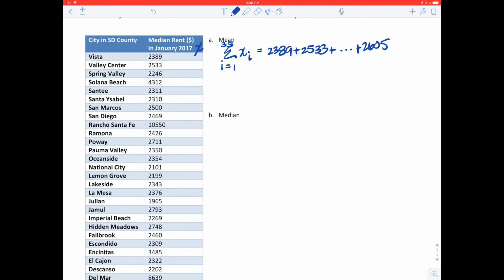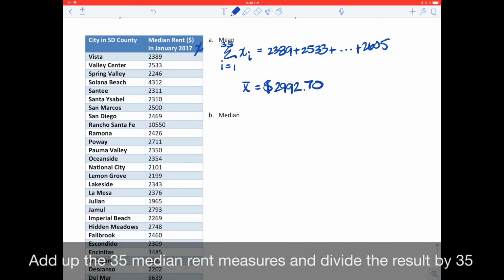So when I use technology to find this out, because honestly I don't want you to add these all up by hand, what happened was I ended up getting a result of $2,992. So x-bar, told you it was from a sample, is $2,992, and you should always go one digit more, but we're dealing with dollars, so let's call it 70 cents, right? Isn't that crazy?